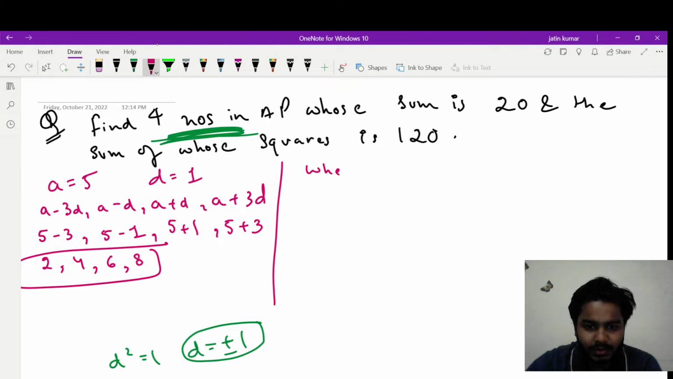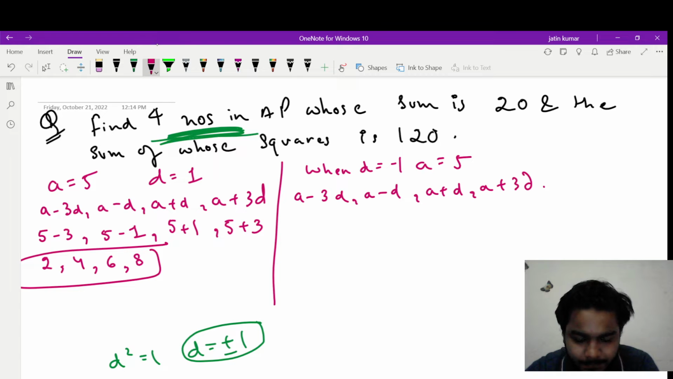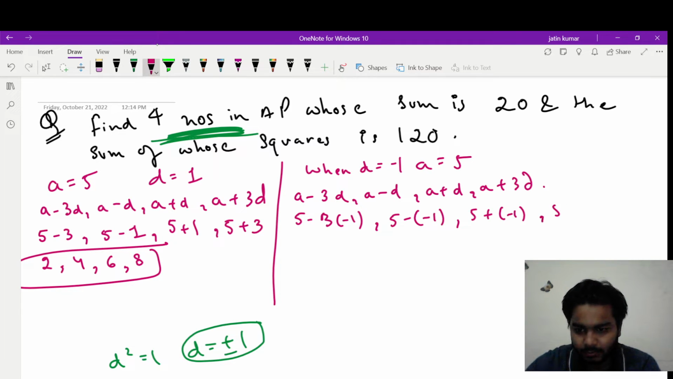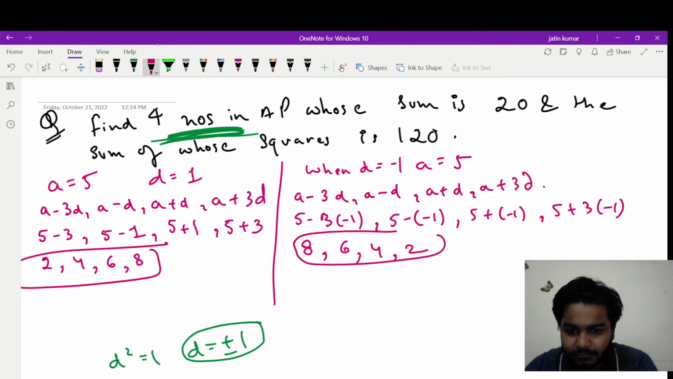In case when d is minus 1 and a is 5, then a minus 3d, a minus d, a plus d, a plus 3d. Now put the values: 5 minus 3 into minus 1, 5 minus minus 1, 5 plus minus 1, 5 plus 3 into minus 1. So this will be 8, this will be 6, this will be 4 and this will be 2. So these are the first 4 terms of AP.